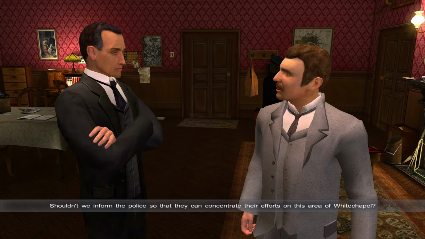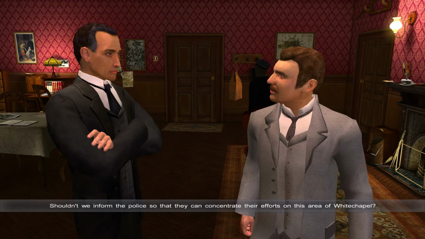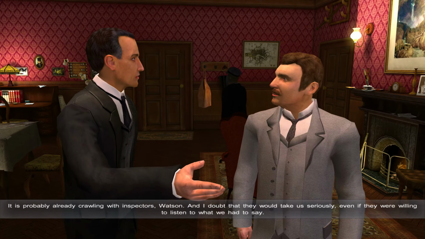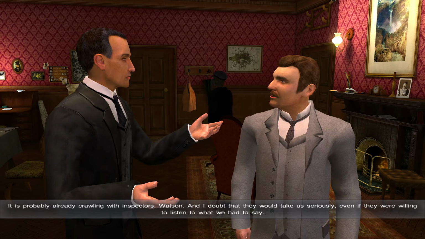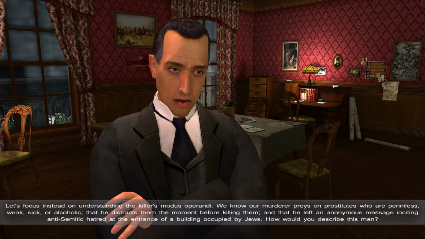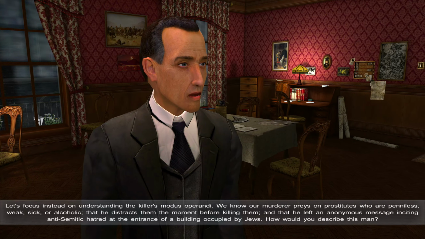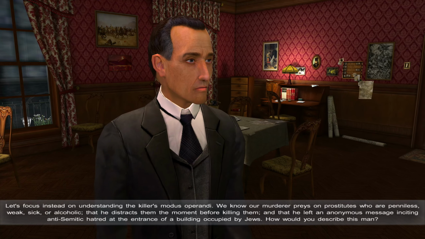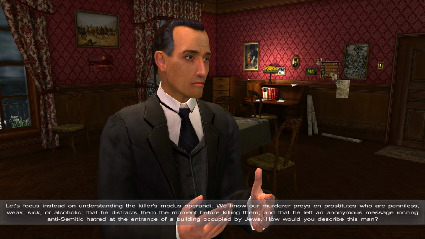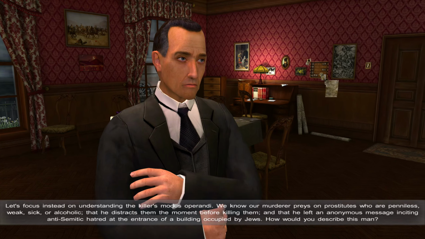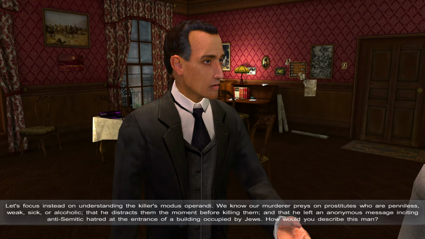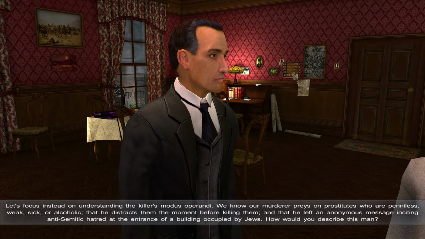Shouldn't we inform the police so that they can concentrate their efforts on this area of Whitechapel? It is probably already crawling with inspectors, Watson, and I doubt that they would take us seriously, even if they were willing to listen to what we had to say. Let's focus instead on understanding the killer's modus operandi. We know our murderer preys on prostitutes who are penniless, weak, sick, or alcoholic, that he distracts them the moment before killing them, and that he left an anonymous message inciting anti-Semitic hatred at the entrance of a building occupied by Jews. How would you describe this man?